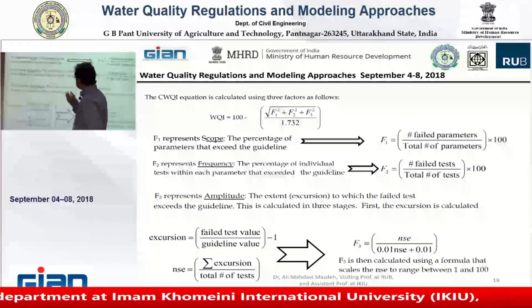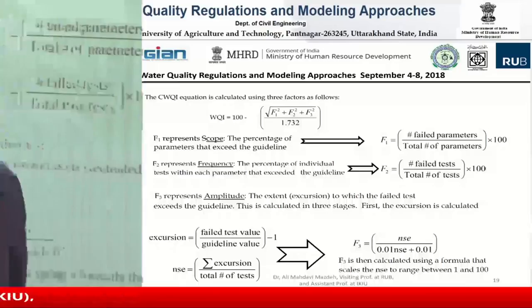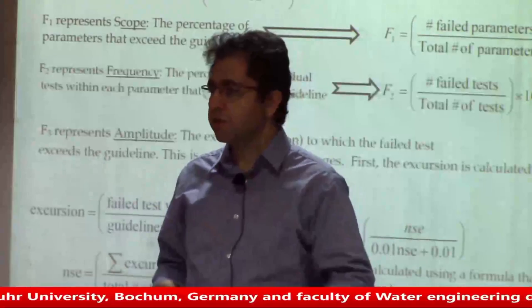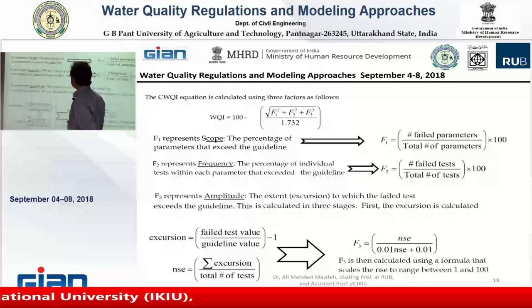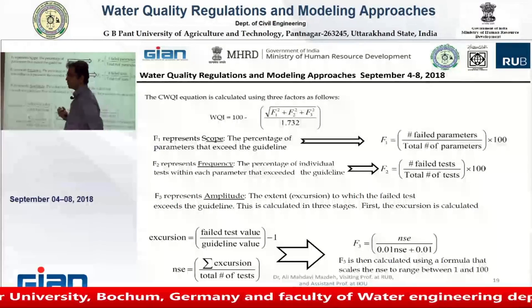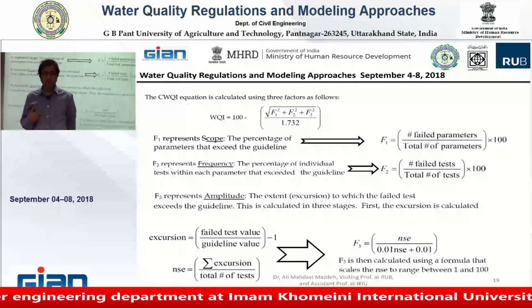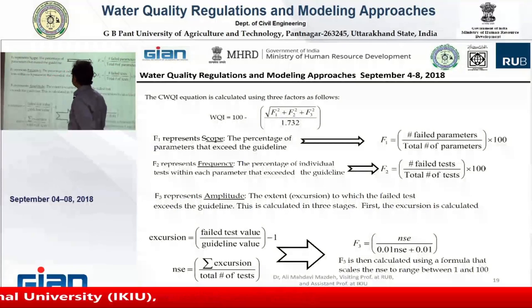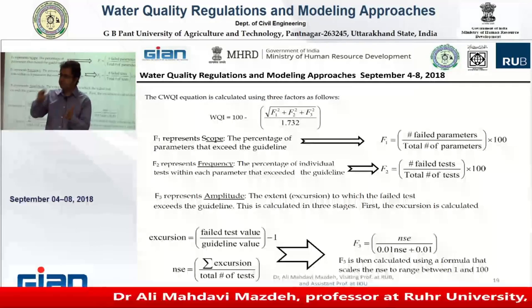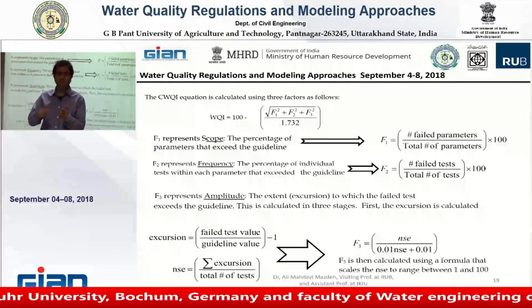F1 represents the scope, and it shows what percentage of parameters is out of the range. For example, if you are in a total area, you are considering F2. F2 represents frequency: the percentage of individual tests within each parameter that exceeded the guideline. It's related to the station. In one station, for each parameter there are readings each year at least four times, and over 3 successive years, so we have 12 readings of each parameter.